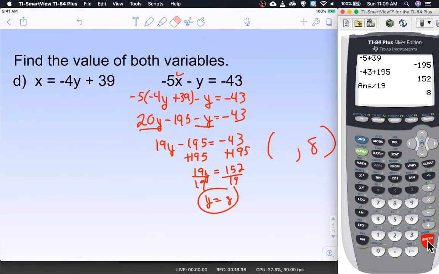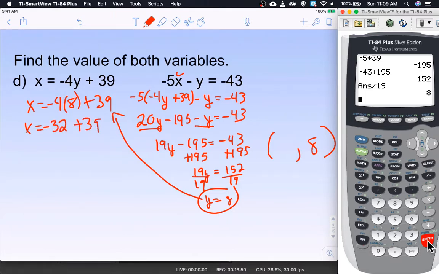Now in order to find the x value, I'm going to take that 8 and I'm going to plug it in for y in that equation. So x equals negative 4 times 8 plus 39. X equals negative 32 plus 39. X equals 7.